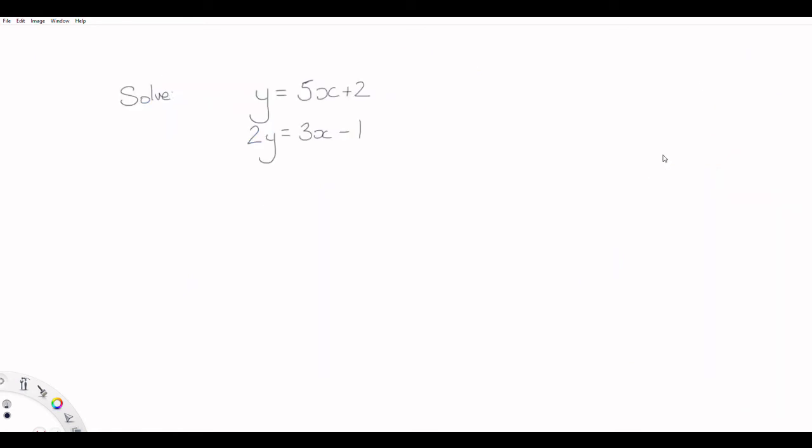So let's do another one. Here we have two more equations. We've got y equals 5x plus 2. Let's make that equation number 1.